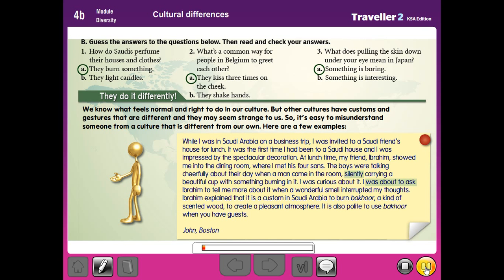4b. Cultural differences. 1. Reading. They do it differently. We know it feels normal and right to do in our culture, but other cultures have customs and gestures that are different and they may seem strange to us. So, it's easy to misunderstand someone from a culture that is different from our own. Here are a few examples.